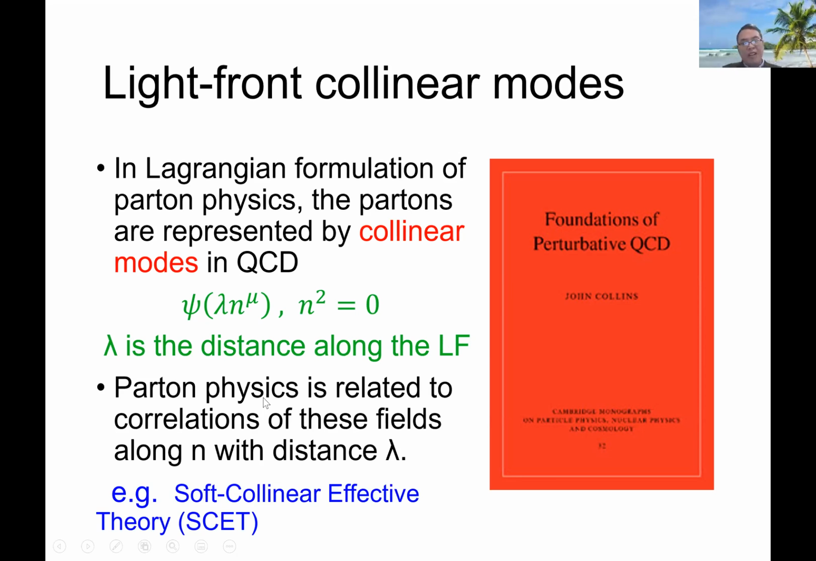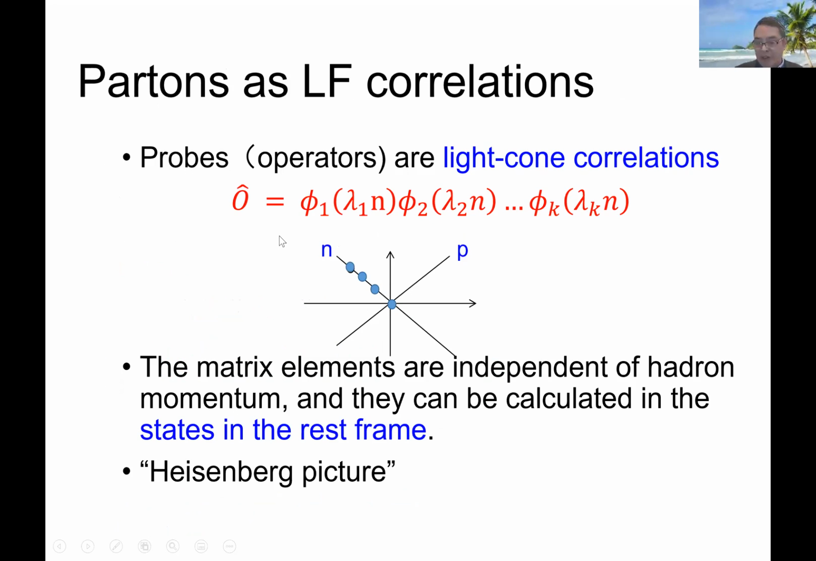And so the Parton physics is actually related to correlations of fields along those light cone directions. And in recent years, people have been using a new effective theory, dual to perturbation theory, called soft collinear effective theory. People have been able to do 2 loops, 3 loops in this framework. And again, in those frameworks, the partons are represented by the collinear modes.